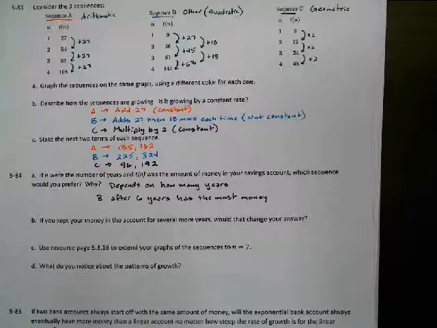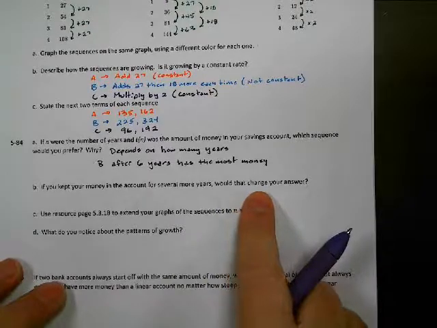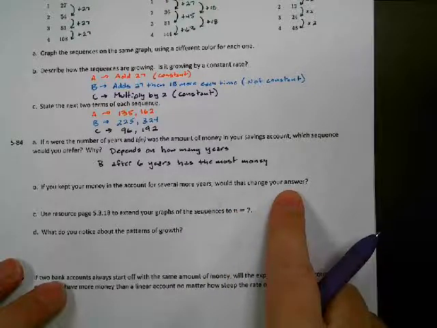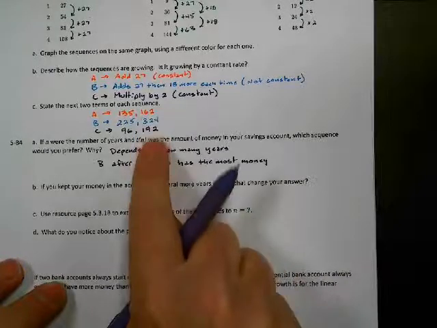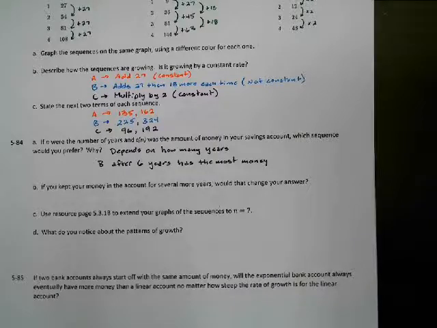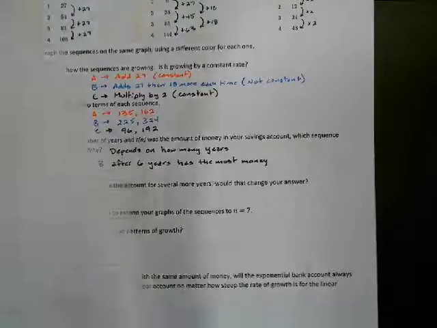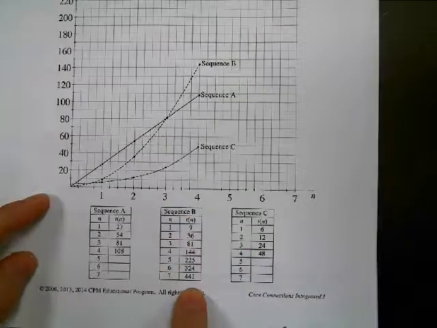All right, if you kept your money in an account for several more years, would that change your answer? Probably. Let's go ahead and use the next resource page to get to the 7th term. So we already got the 6th term right here. We're going to go to the 7th term. All right, so here's 5.3.1b, this worksheet. We've already got sequence B done for us, which was kind of nice. And now we can just finish off the other ones.